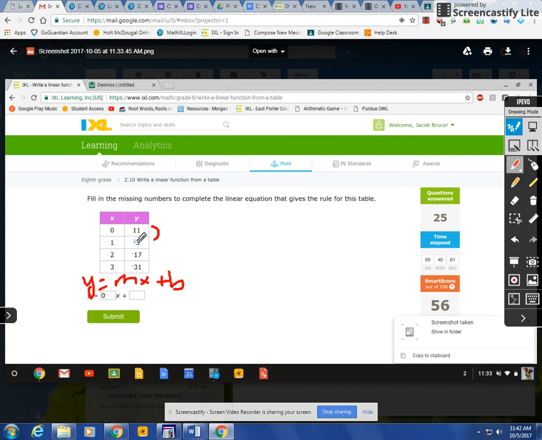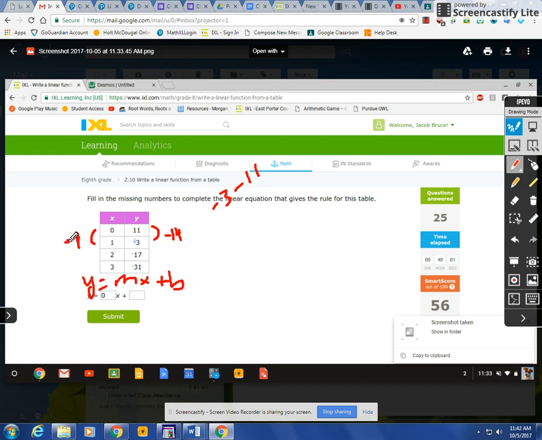From 11 to negative 3, well, you could do it like this. You say negative 3 minus 11, and you would get negative 14. So the change in y is negative 14, and the change in x from 0 to 1, that's a positive 1.